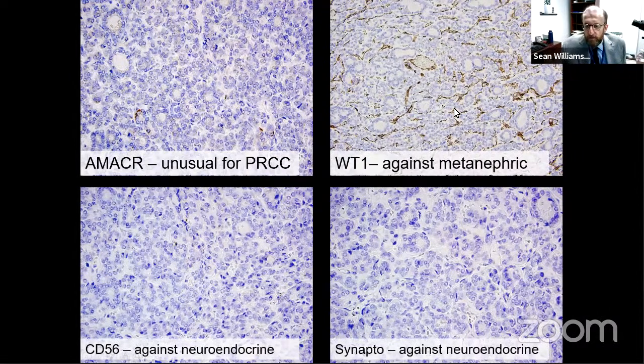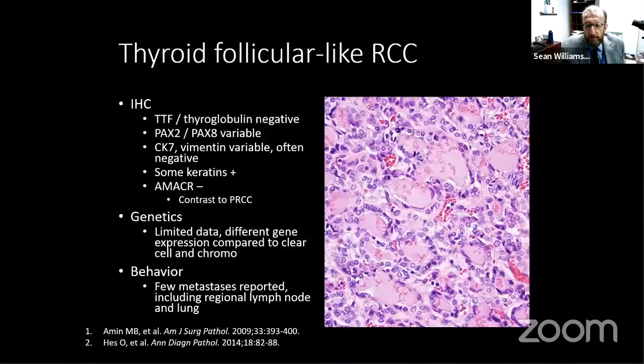WT1 is negative in this particular case, arguing against a metanephric tumor, and then neuroendocrine markers were also negative, arguing against a carcinoid or well-differentiated neuroendocrine tumor of the kidney. So to me, the example that I just showed was the best case that I've seen of what I think is convincingly a different entity. If you use immunohistochemistry, thyroid markers should be negative.